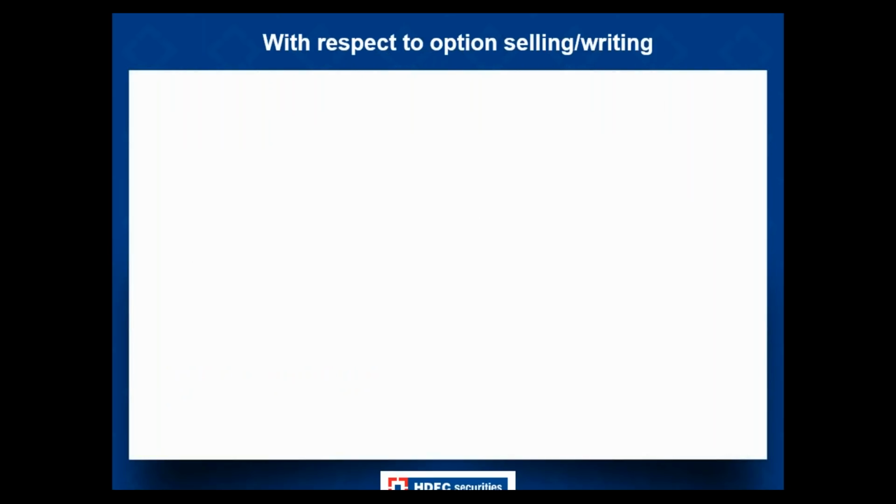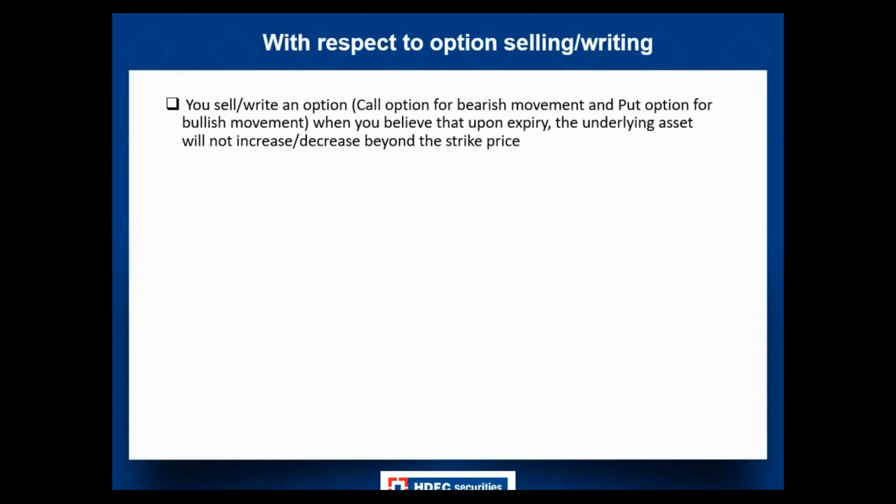Now let us understand the same with respect to option selling or options writing. When you write or sell any option, if you're writing a call option, you have a bearish view. If you're writing a put option, you have a bullish view. So when you write options, you believe that upon expiry, the underlying asset must not go beyond that strike price that you have chosen to sell or write. This is the basic funda of understanding why one must go for options writing. The level should not break. That's the reason why one goes for options writing.